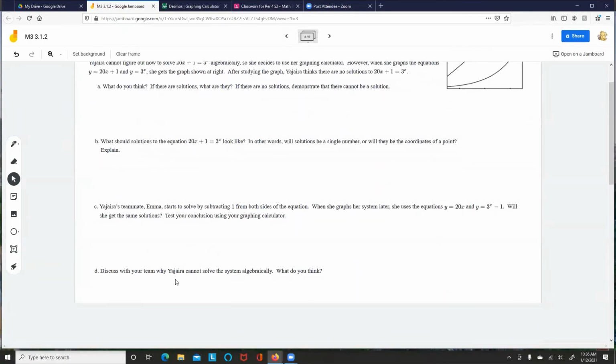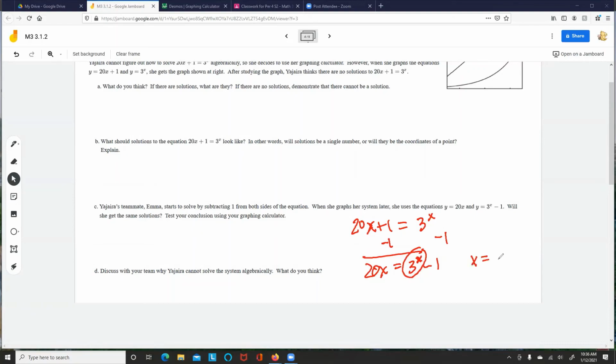Part D, discuss with your team why Yahira cannot solve the system algebraically. Okay, how come we can't? We had to use Desmos to solve this one. If you didn't know this, we'd never have solved it algebraically. Why can't we solve 20x plus 1 equals 3 to the x power? What is different about this equation than the last two or three that we did? The only thing you can do is subtract 1, right? And you get 20x equals 3 to the x minus 1. But what's happening here?